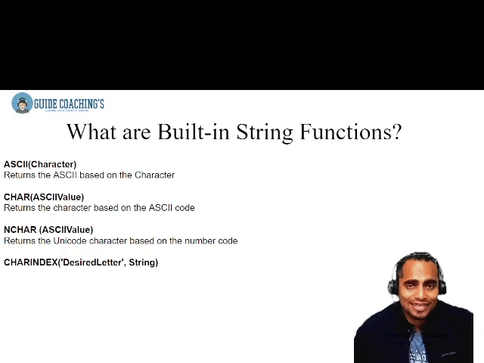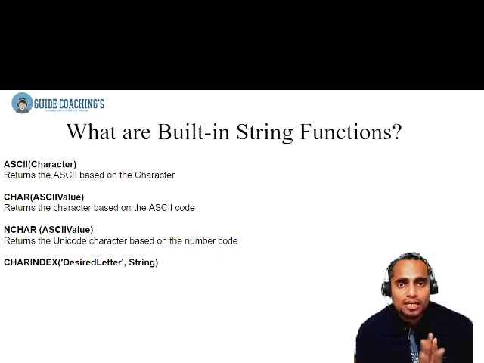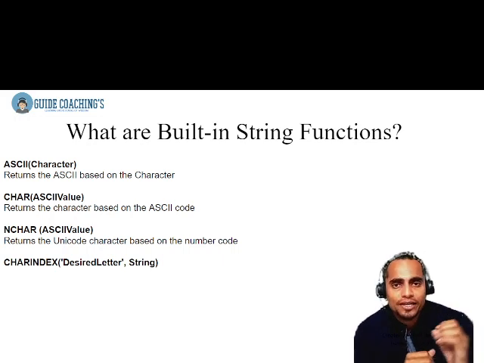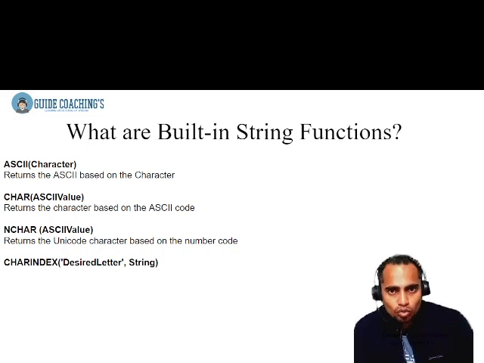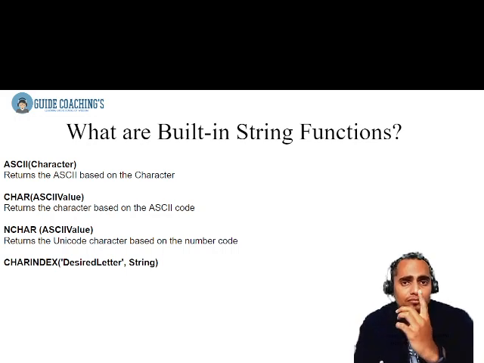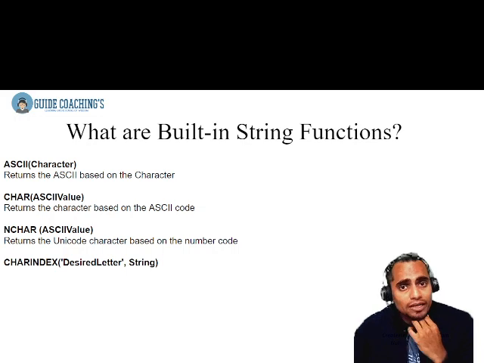Then moving on to our next function, that is character index. What it does is it takes two parameters. The first one is a desired letter and then the string. So if I have a string as employee and I want to identify the index of the O in employee, I will write O as the desired letter, and then I will write the string, employee, and it will find out the index of that particular letter.